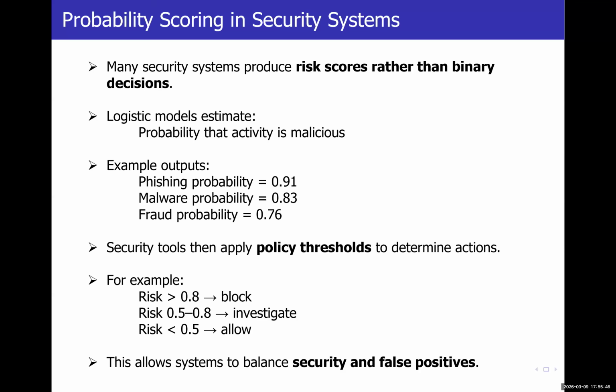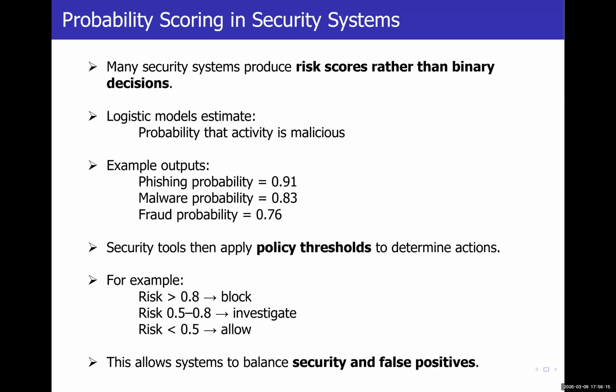For example, an email filtering system might assign a phishing probability of 0.91 to a suspicious message. A malware detection system might estimate that a file has an 83% chance of being malicious. Fraud detection systems often produce similar probability scores for suspicious financial transactions.